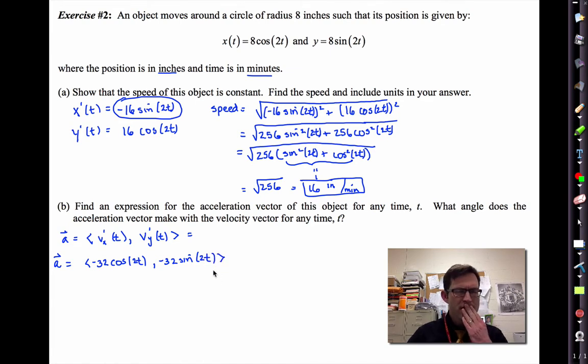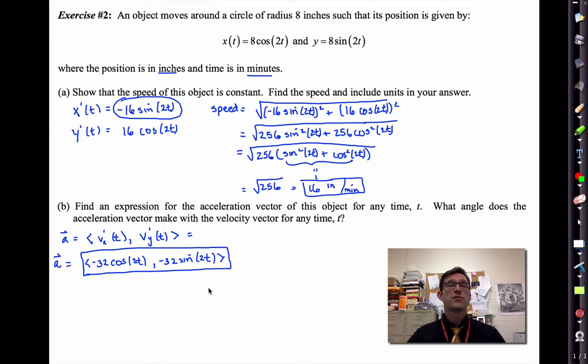All right. Well, there it is. That accomplishes the first thing the problem asks me to do. There is an expression for the acceleration of the object for any time t. Now it asks, what angle does the acceleration vector make with the velocity vector? The only thing that allowed me to find angles so far when it comes to vectors is the dot product. Let me do that in red. The dot product.